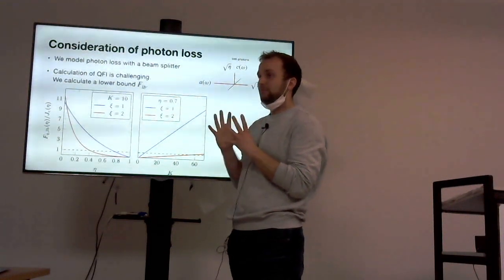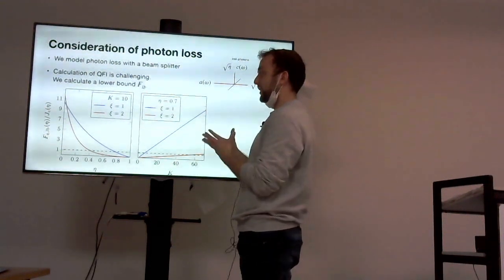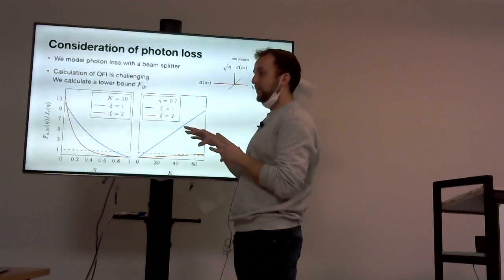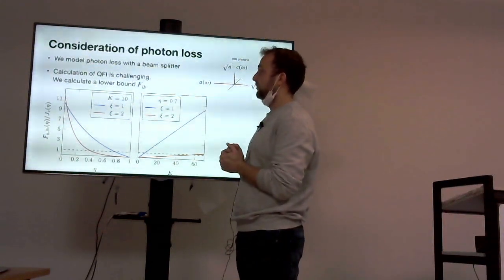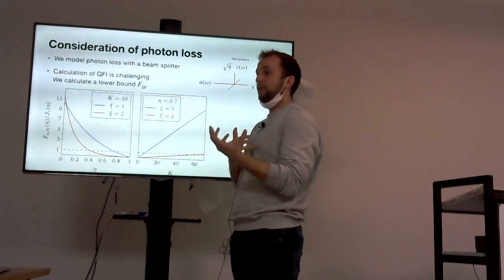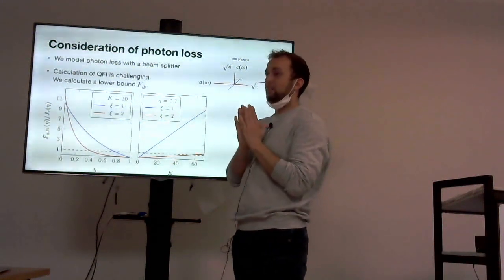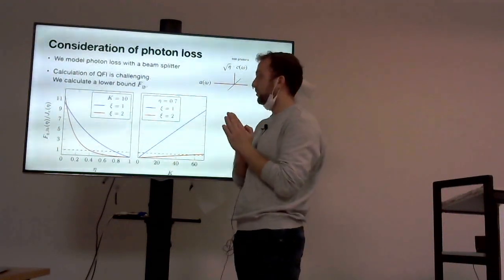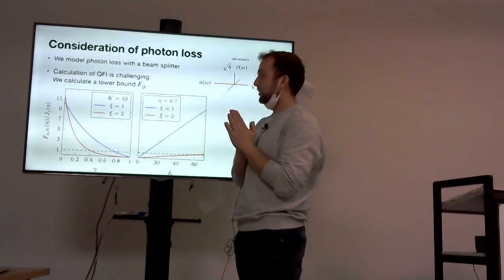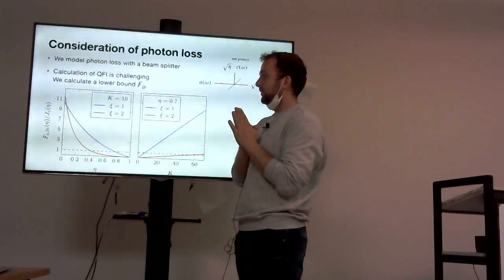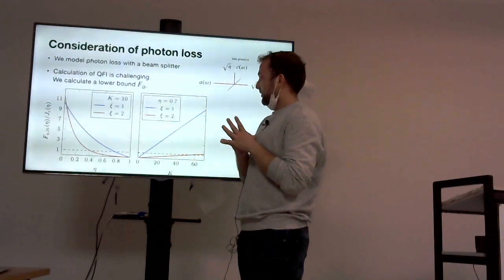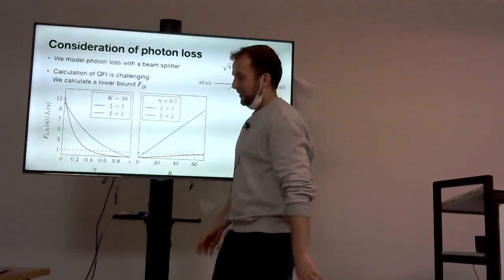So, I mean, yeah, it just has to do with how we derive this lower bound. And this lower bound favors states with not so many photons. That's the point, yeah. Oh, okay, yeah, and that's all.